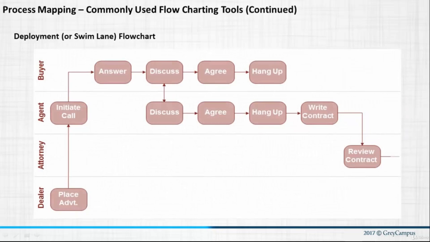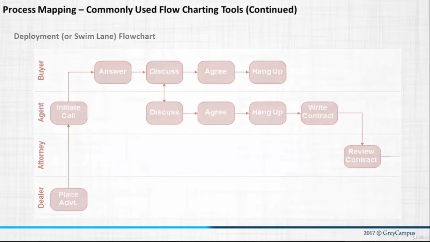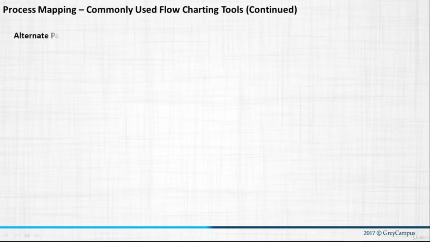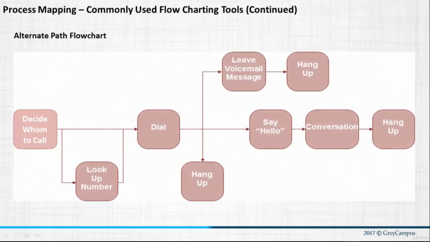If we use those same flowcharting terminology and symbols, we can organize that into something called a swim lane flowchart. This allows us to see the workload within each function as well as who has the decisions, because decisions stop flow. Another type of flowchart is an alternate path flowchart. And you can see here that there are decisions that are made that can go either way.